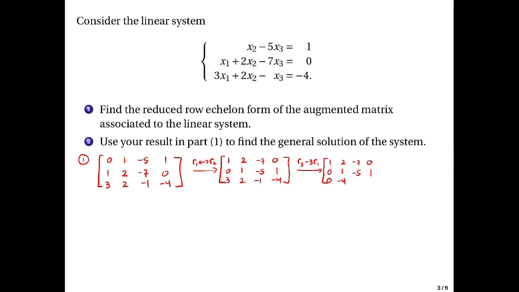For this, we have negative 1 minus 3 times negative 7. So that will be negative 1 plus 21. So we'll get 20. And then lastly, in here, we just have -4. Okay?